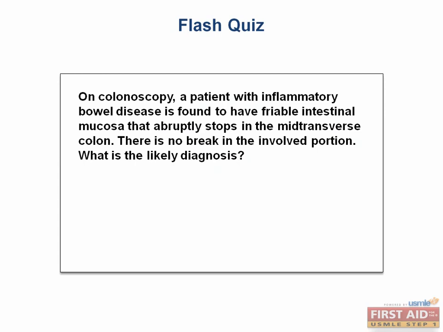Okay, that was a lot of information, so let's do a flash quiz to solidify all that we've just gone over. On colonoscopy, a patient with inflammatory bowel disease is found to have friable intestinal mucosa that abruptly stops in the mid-transverse colon. There is no break in the involved portion. What is the likely diagnosis?